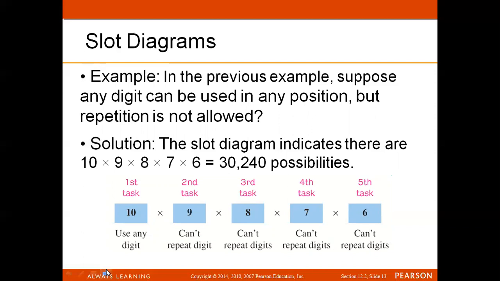The slot diagram indicates that there are 10 ways to choose the first digit, 9 ways to choose the second, 8 ways to choose the third, 7 ways to choose the fourth, and 6 ways to choose the fifth, making 10 times 9 times 8 times 7 times 6 possibilities, or 30,240 possibilities.